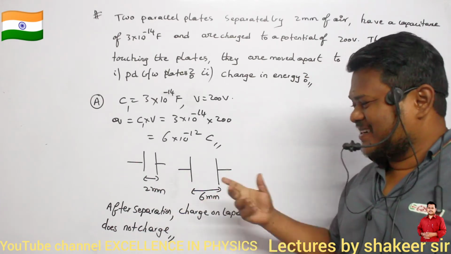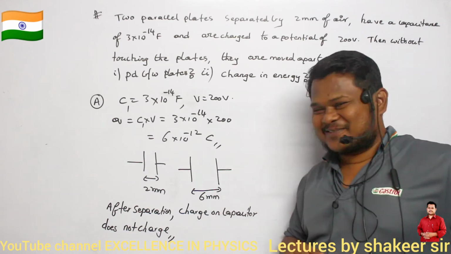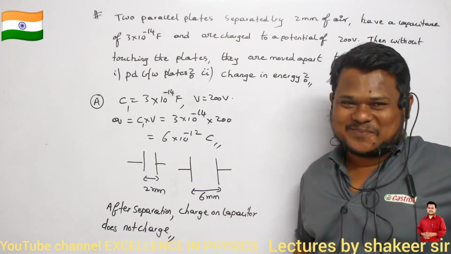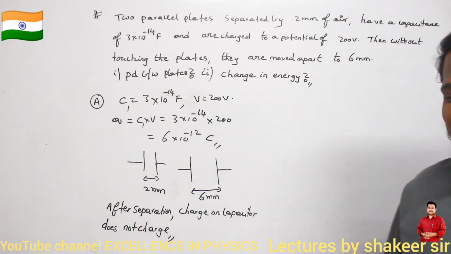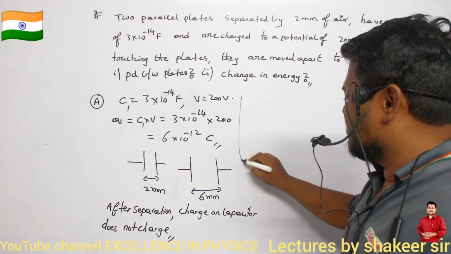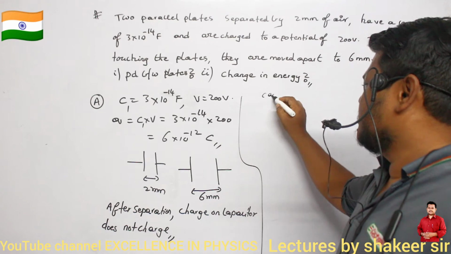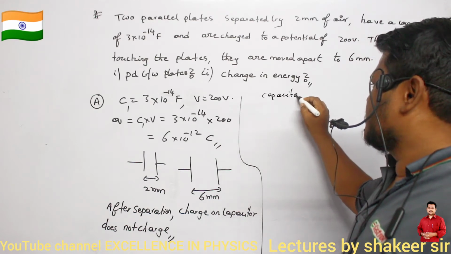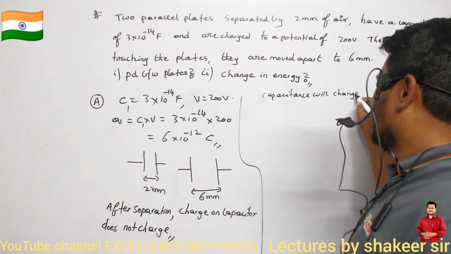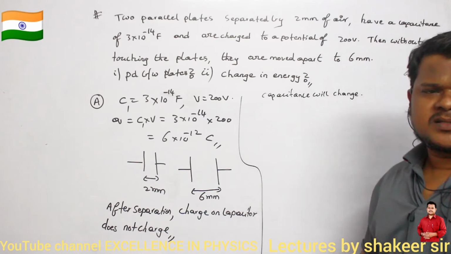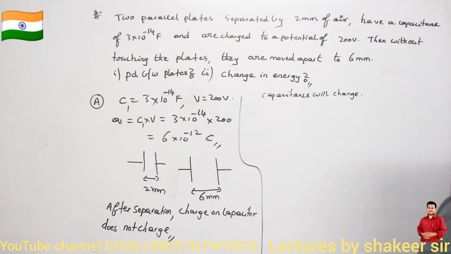Distance. Definitely distance has increased. I am able to see that one, no? This is 2 mm, this is 6 mm. What is one more parameter which will change? One more parameter which will change is capacitance. Capacitance will change. Why capacitance will change? Because capacitance depends on what?